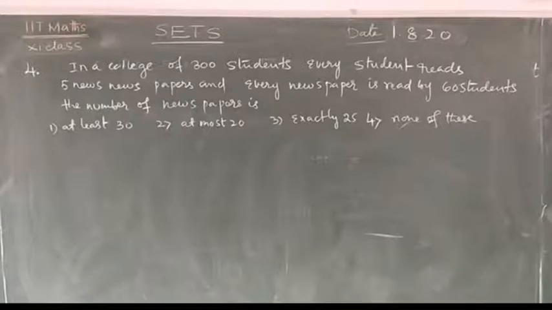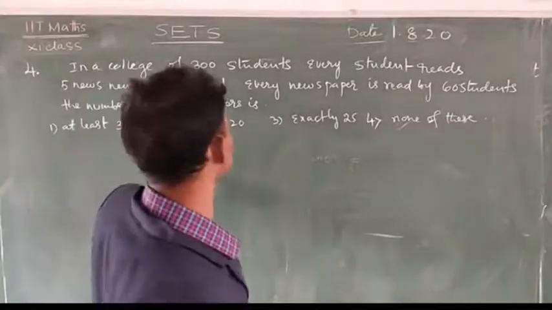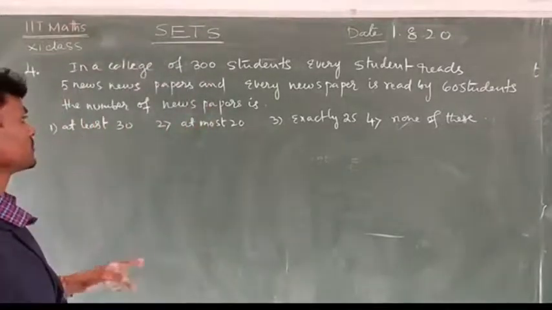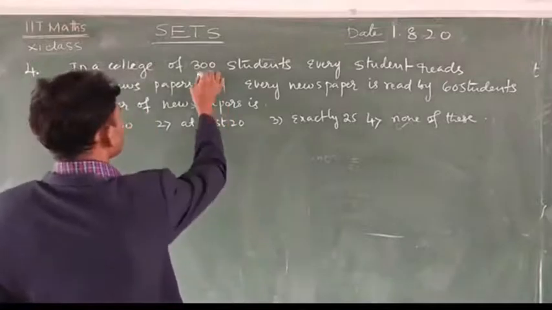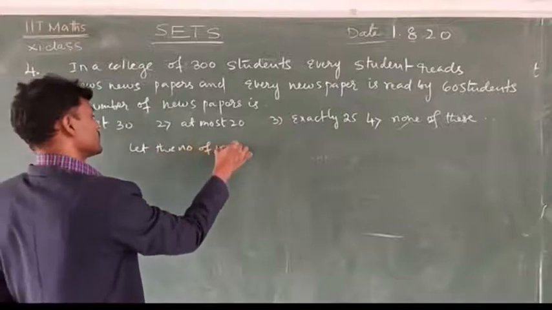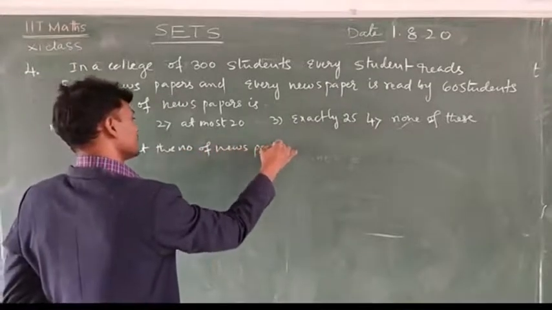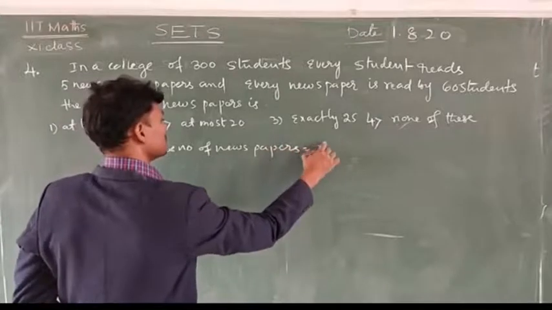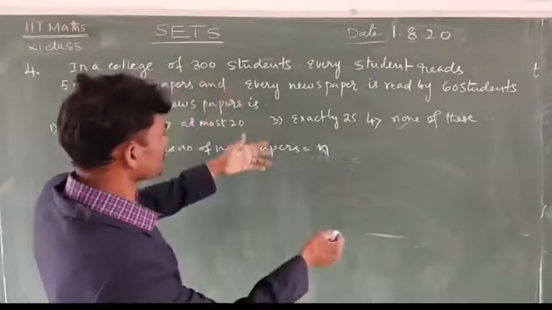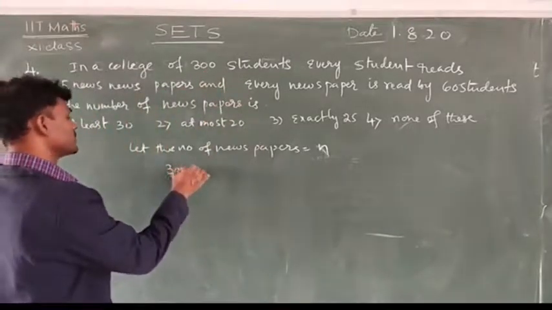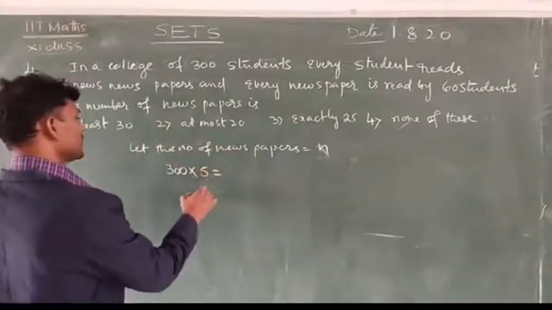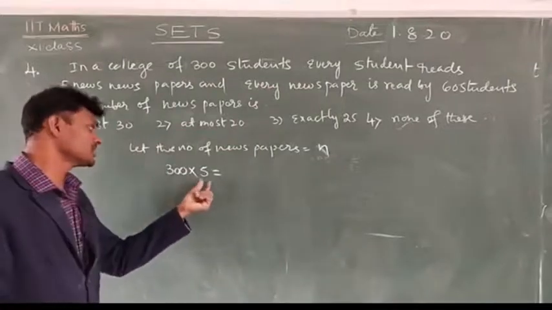Next problem, the fourth one. In a college of 300 students, every student reads 5 newspapers and every newspaper is read by 60 students. The number of newspapers is, see here, let the number of newspapers be n. Total students in the college is 300, and each student reads 5 newspapers. Total papers here: 300 students into 5 newspapers.